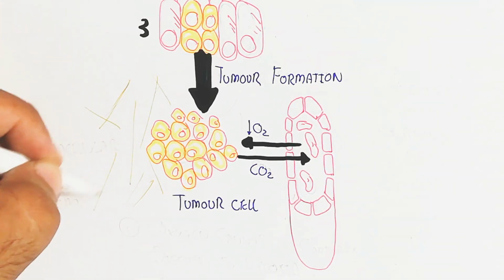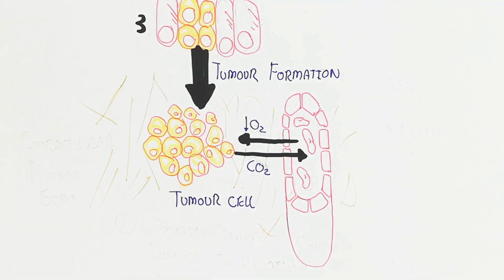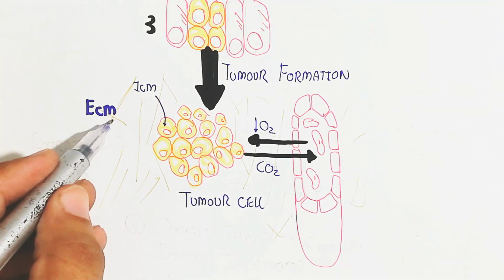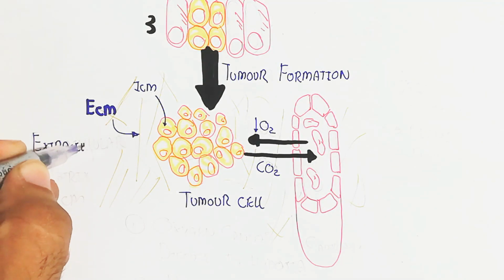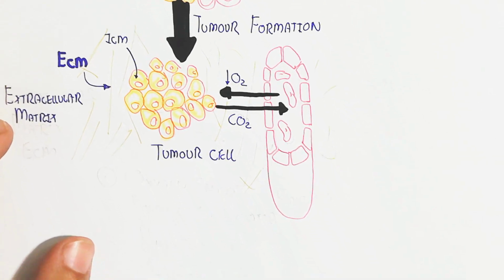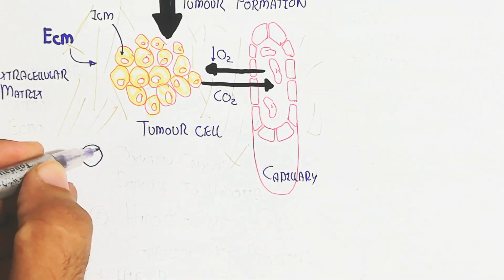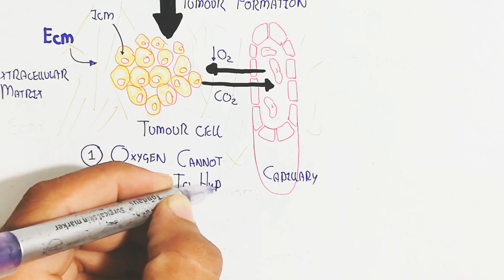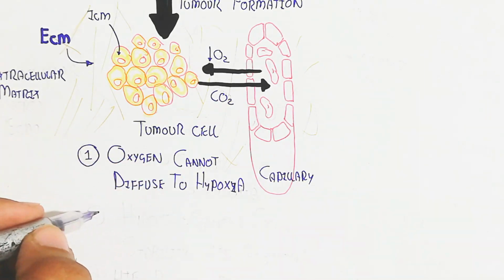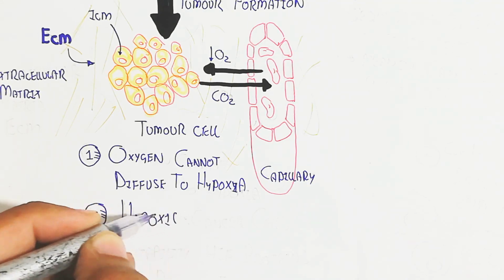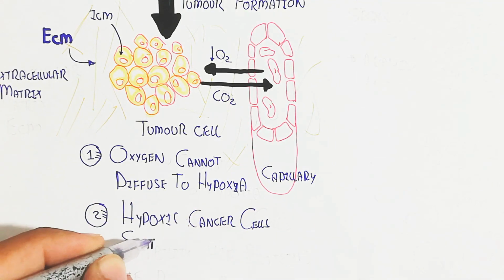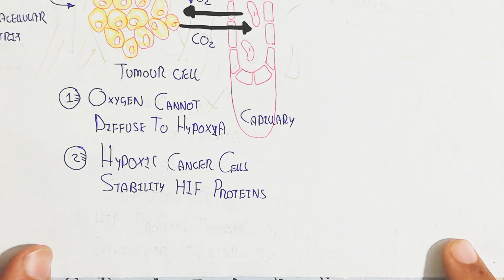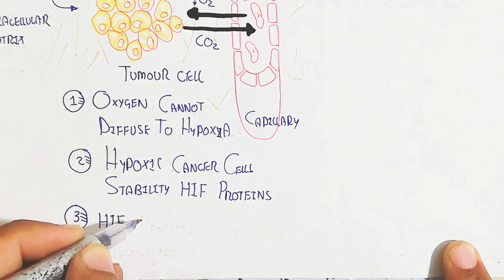The whole clotting-like structure that forms is known as the tumor. In this way, the capillary will not provide enough oxygen and carbon dioxide exchange. This is the extracellular matrix and intracellular matrix. So the extracellular matrix develops and collapses in this malignant tumor, remember. So step 1: oxygen cannot diffuse, which leads to hypoxia, and hypoxic cancer cells stabilize HIF proteins, and HIF protein triggers pro-angiogenic factors like VEGF, the vascular endothelial growth factor.